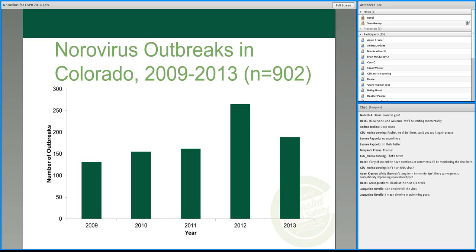So to look at this specifically in Colorado, I pulled data from 2009 to 2013 for you. In that 5-year period, there were 902 norovirus outbreaks reported. And you'll notice that the highest numbers in this time frame are 2012, 2013, which lines up with that new Sydney strain of norovirus.